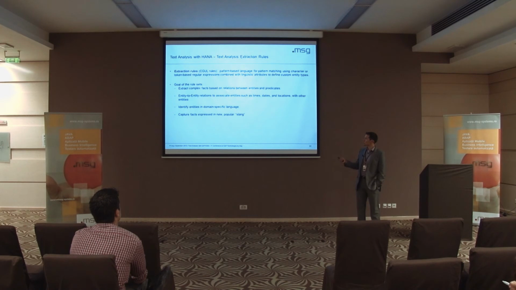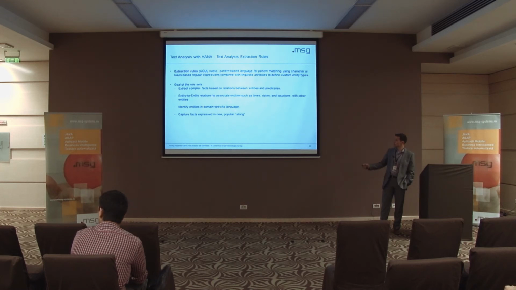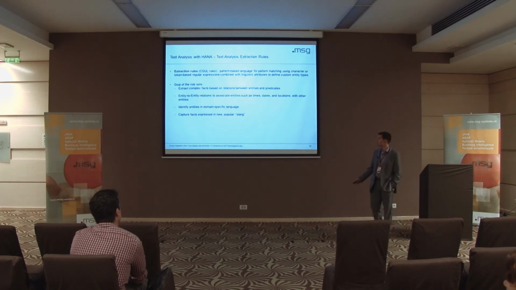The goal of the rule sets is to extract really complex facts and relationships between entities, then entity-to-entity relations, in order to, well, associate entities to dates or times or locations. Then, what is the thing that we will do? Identify entities in a domain-specific language, or capture facts within a new or popular slang, which is very difficult if you would do that with dictionaries. Think about all the variants and think about the context. It's impossible in most cases.